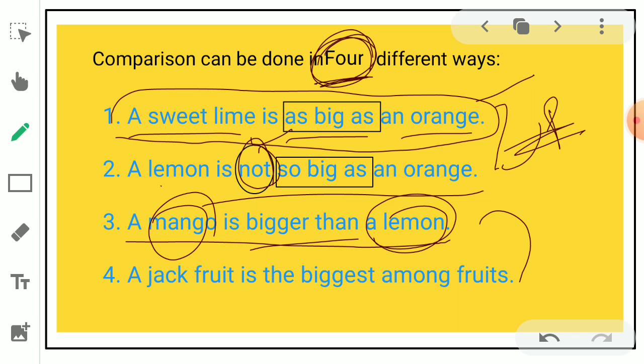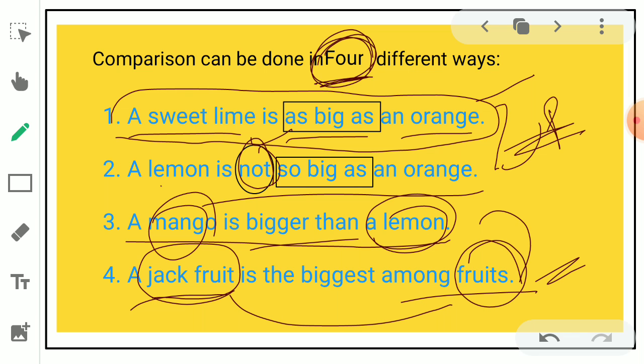Got it? Then the last one is about the superlative. A jackfruit is the biggest among fruits. Like we have read earlier, the superlative form compares one thing with two or more other things. Here one thing, the jackfruit, is compared with every fruit. So which is biggest here? Jackfruit is the biggest compared with all the fruits available, right?